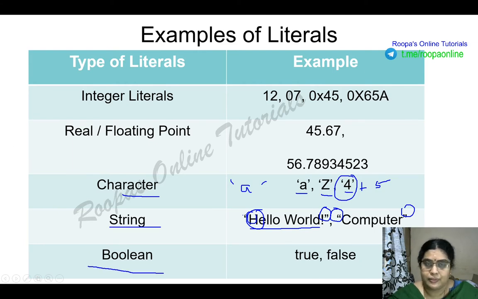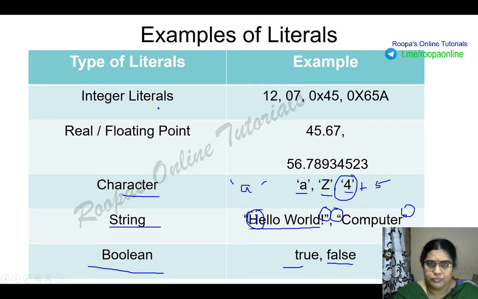Boolean literal, no confusion at all. There are only two values it can take: one is true, another is false. These two words are known as reserved words because they cannot be used in your normal programming contexts. You cannot declare them as a variable name or a function name. They are reserved for Boolean literals. Hope you're clear about literals.